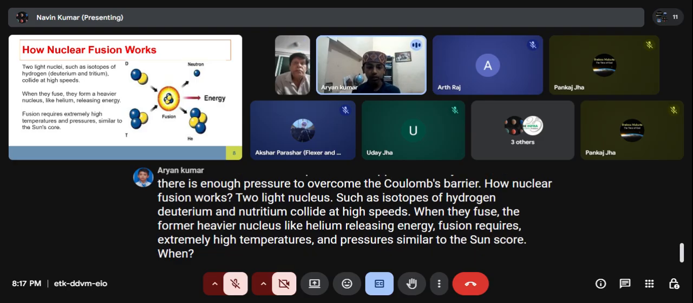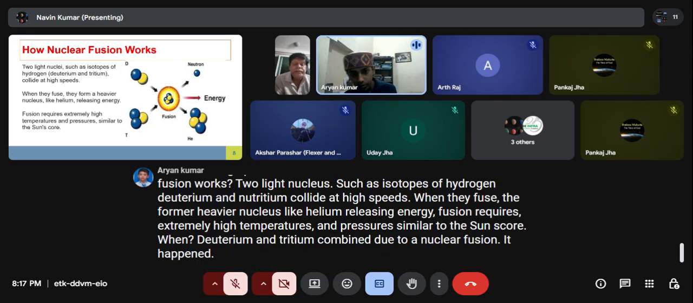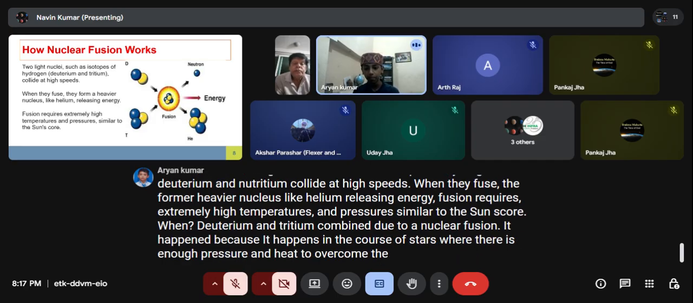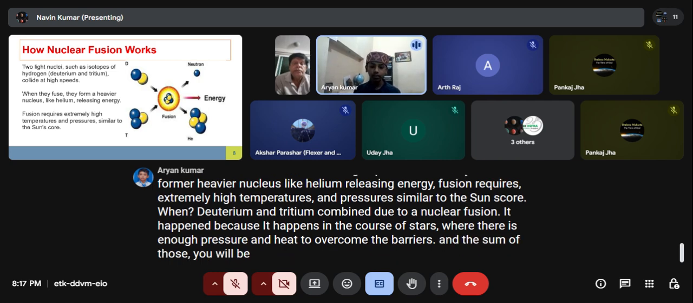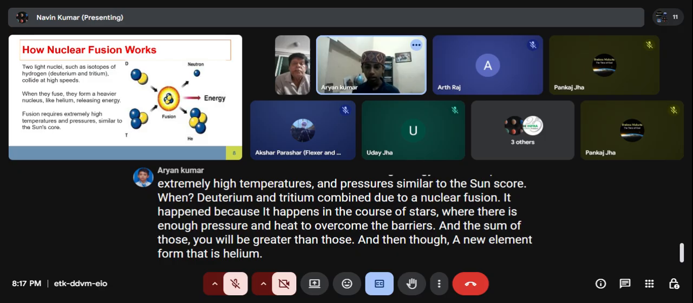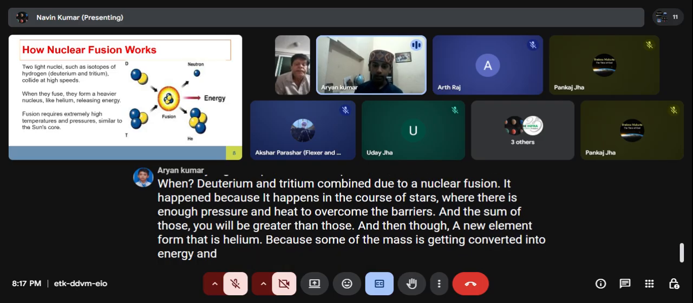When deuterium and tritium combine due to nuclear fusion, it happens in the cores of stars where there is enough pressure and heat to overcome the barriers. A new element forms, that is helium, because some of the mass is getting converted into energy, and a neutron is also getting emitted.